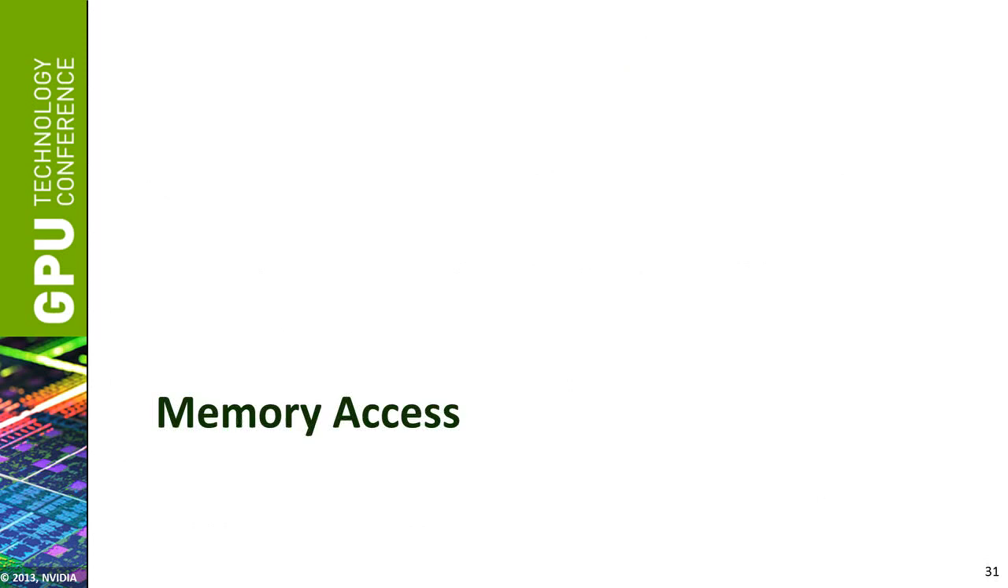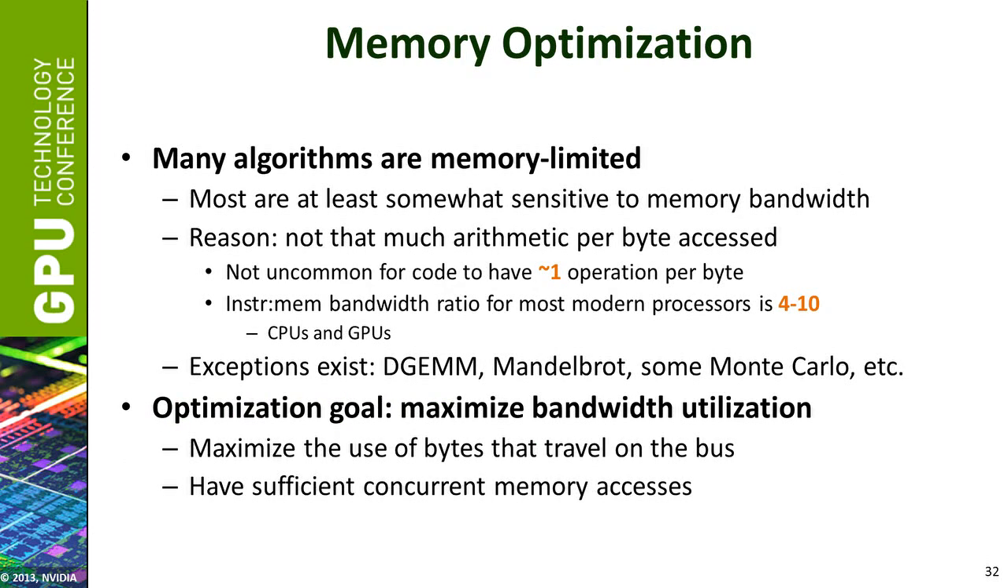Okay, so memory access, where we'll spend, I think, most of the time. I think I spent longer on this portion than I thought. Memory optimization is probably the most important technique after exposing sufficient parallelism to the GPU, because many algorithms, if not most of them, are memory limited. It's not uncommon for various algorithms to have one operation per byte accessed in memory.